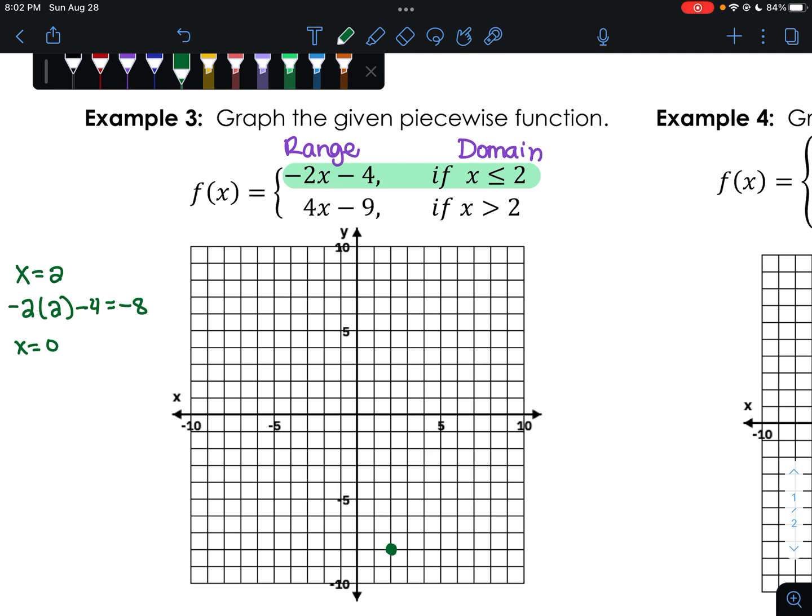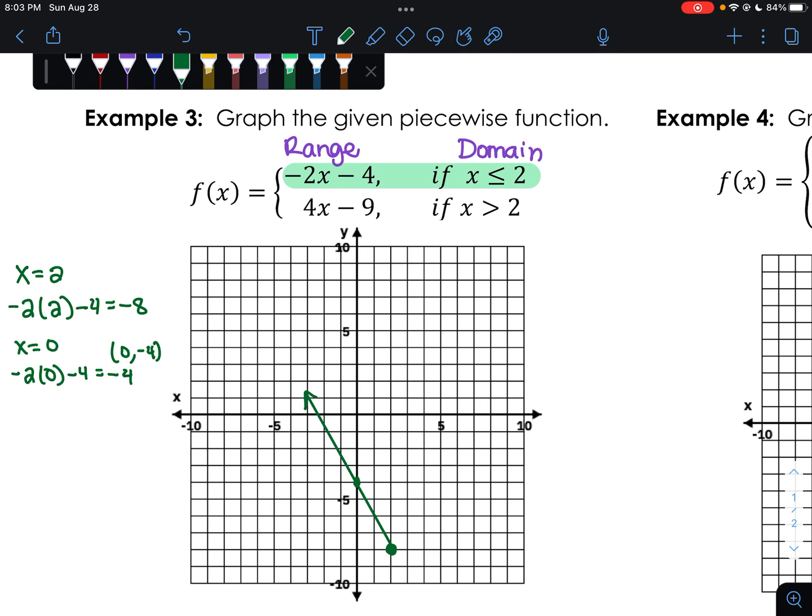So I like to work with easier numbers, so 0 is an easy number to work with. So I have negative 2 times 0 minus 4. That would be 0 minus 4, which is negative 4. So it gives us the point of 0, negative 4. So 0, negative 4 is right here. I connect the dots, and it's going to look like that.